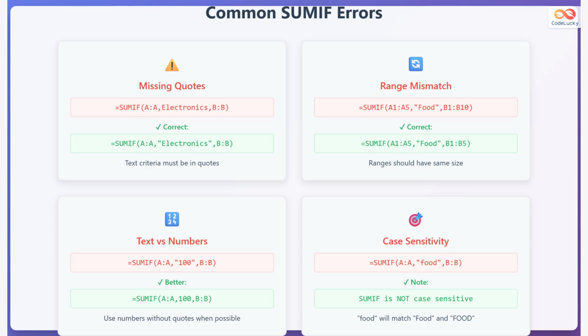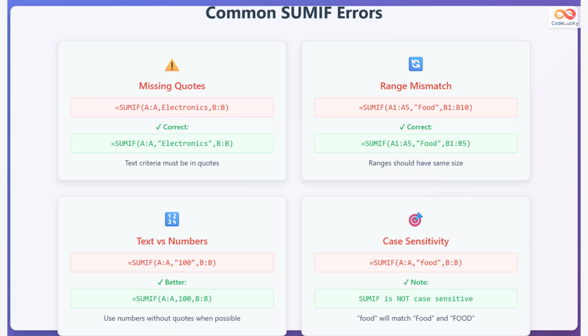Another frequent error is range mismatch. The incorrect formula is =SUMIF(A1:A5,"food",B1:B10). The correct formula is =SUMIF(A1:A5,"food",B1:B5).